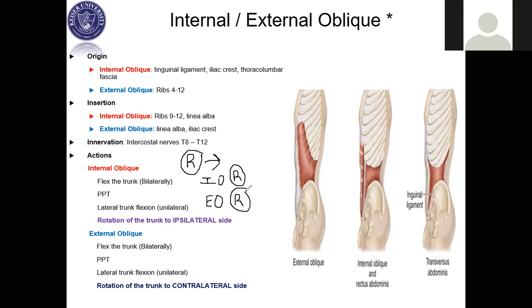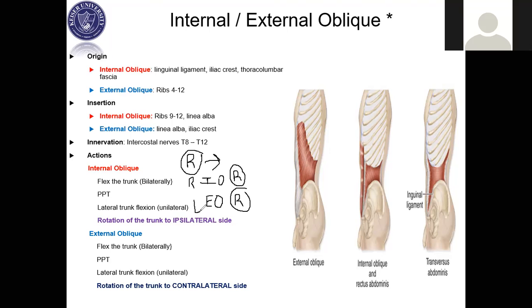So you're going to use the right internal oblique and the left external oblique. Now that I've confused you, let's take it slow. The internal oblique does rotation to the ipsilateral side. Ipsilateral, again, means the same side. So if we rotate to the right, the right internal oblique will rotate to the right.